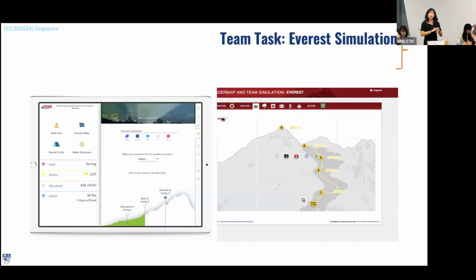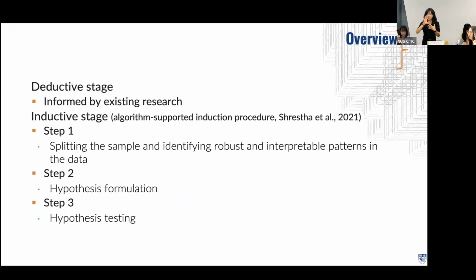So this is exactly what the team is trying to solve, which is whether they can successfully go to the peak of Mount Everest, given the different information that they have. So they have to solve all of the hidden profile decision-making along the way. And we have this data set with us. So what we did is basically this.